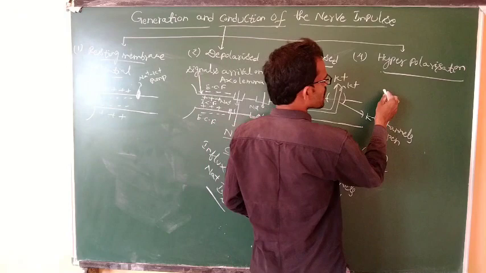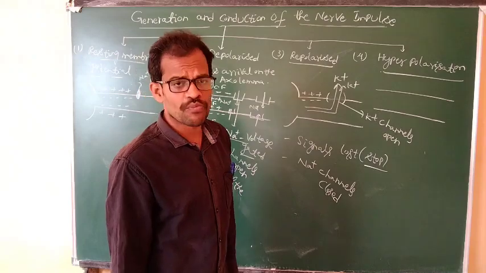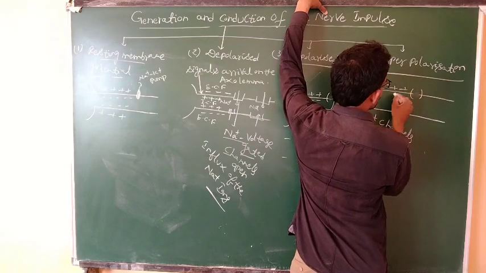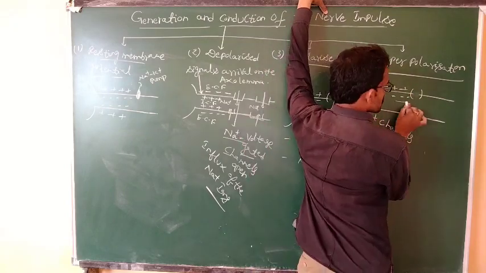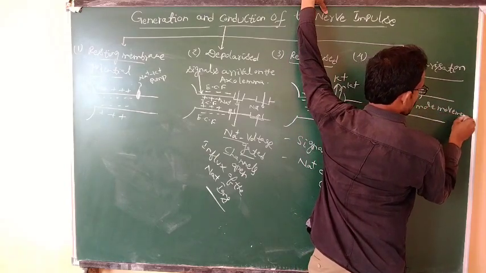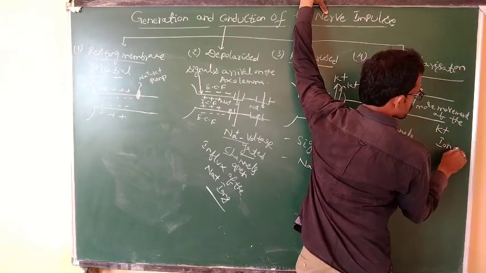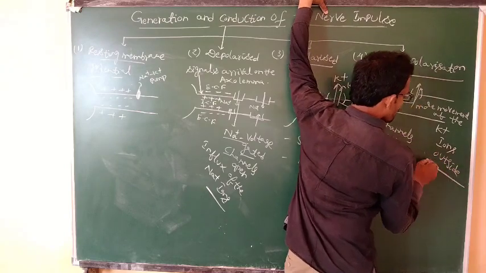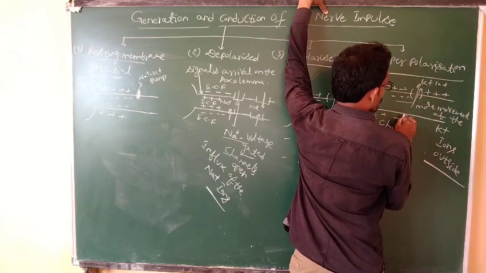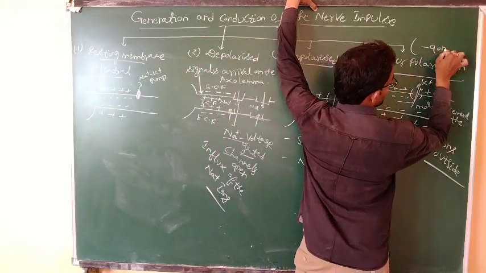Hyperpolarization means the movement of the potassium ions, more movement of the potassium ions to the outside. Hyperpolarization polarity means minus 90 millivolts.